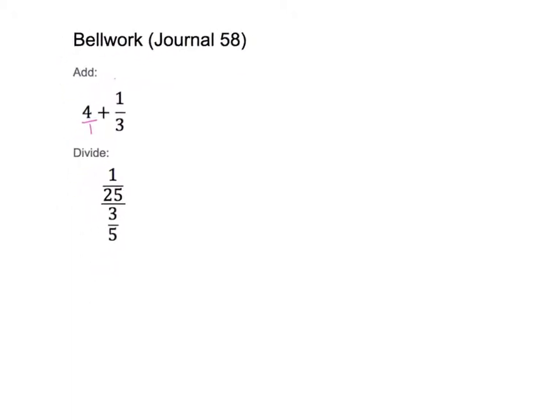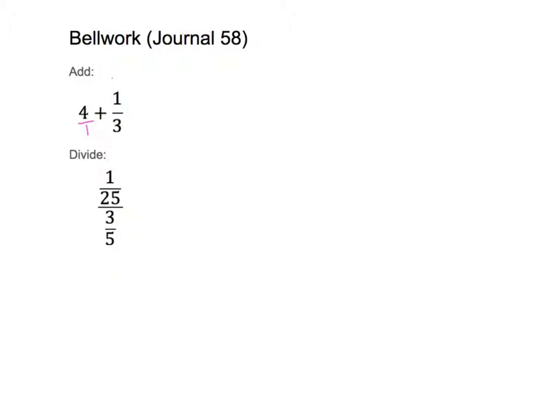If I want to add 4 with 1 over 3, well, first I need to make this 4 a fraction. And I can do that by putting the 4 over 1. So that's what I'm going to do first. And then let me move this over just a little bit. Before I go into that, this denominator is a 1 and this is a 3. We learned yesterday when we want to add fractions, we need a common denominator.